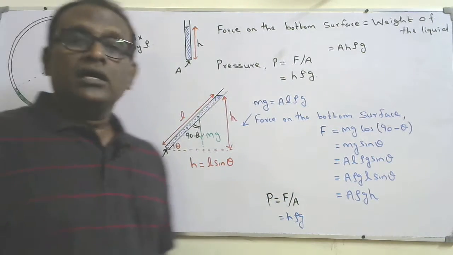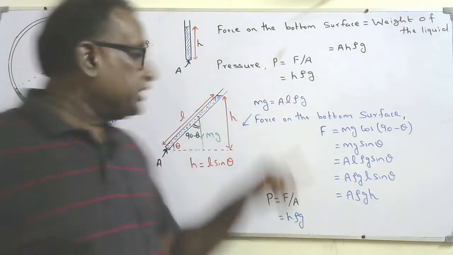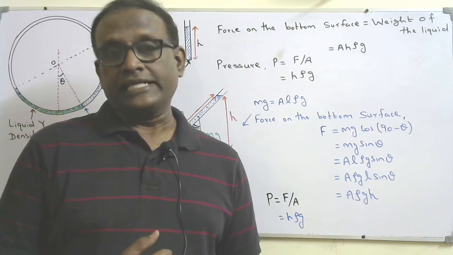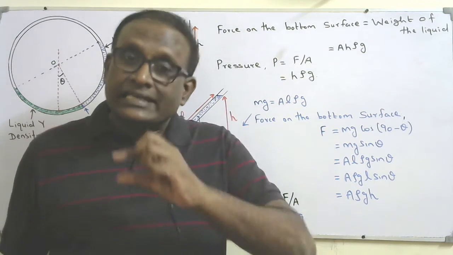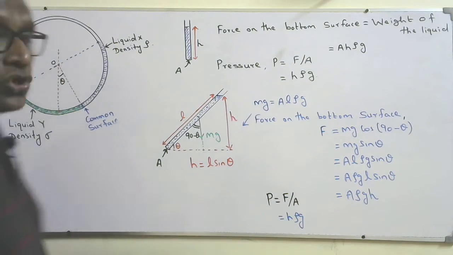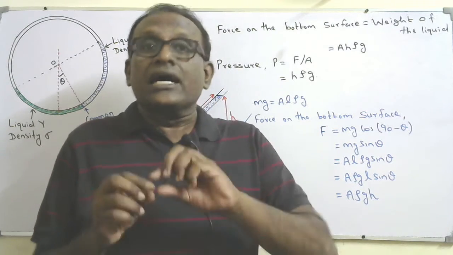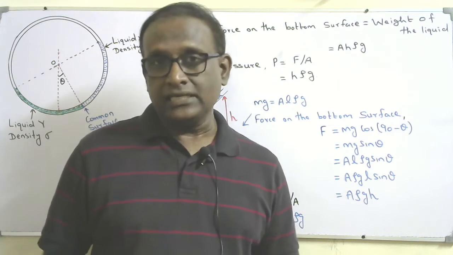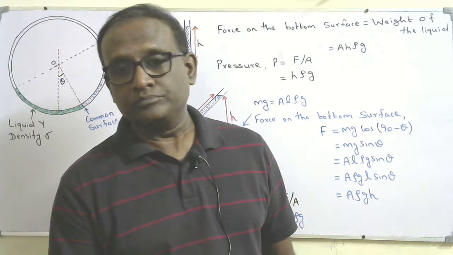These two are tubes with straight lines. They are straight tubes. So students have confusion about how to find the pressure exerted by a liquid column inside a curved tube, something like this. Now I'm going to explain how to find the pressure exerted by a liquid column inside a curved tube.